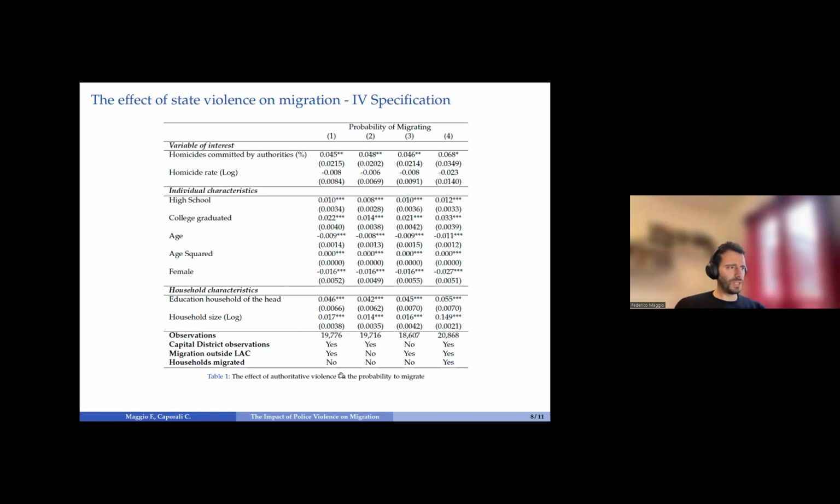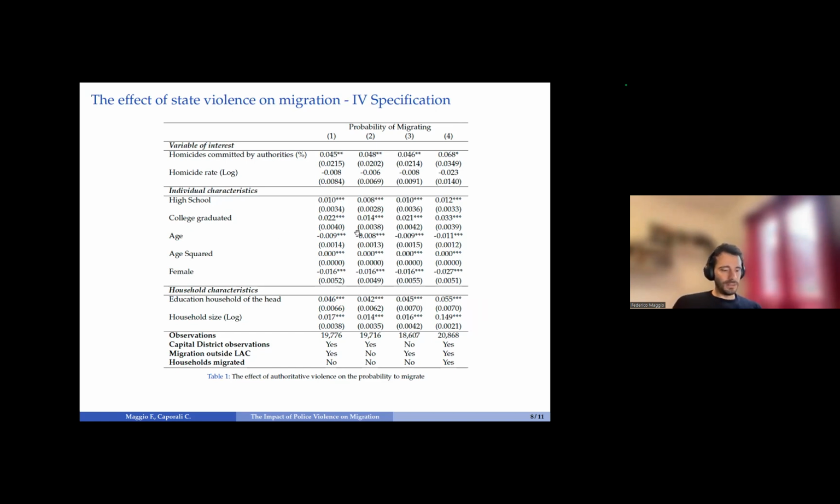We have different specifications in which we drop, for example, the migrants who went outside Latin American countries, and we also drop the capital district observations. And the results point to a positive and significant effect across all specifications. As we can see, the coefficient regarding the homicides committed by security forces is always positive and significant, even when we add the sample of the households entirely migrated outside the country.